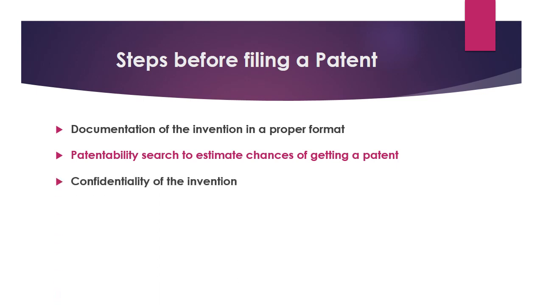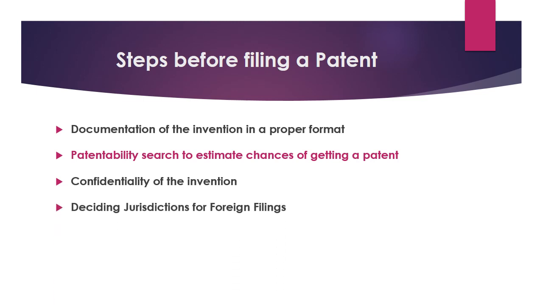Next is confidentiality of the invention. Even if you have done the patentability search, or during the time of doing that search also, which takes 2 to 3 or 4 days for a professional, you should always maintain the confidentiality of your invention. You should not disclose that invention, because it is still in process. Until you file a patent and get the filing date, you should not disclose your invention to anyone.